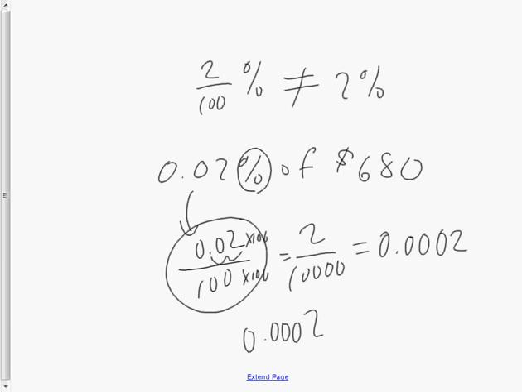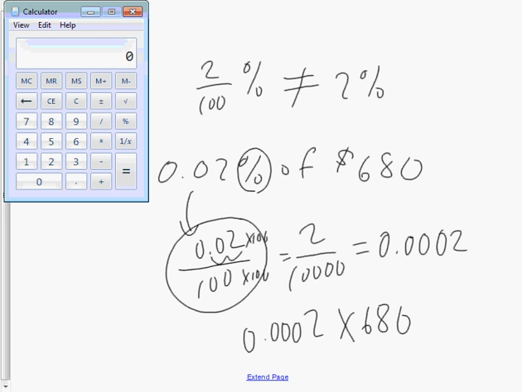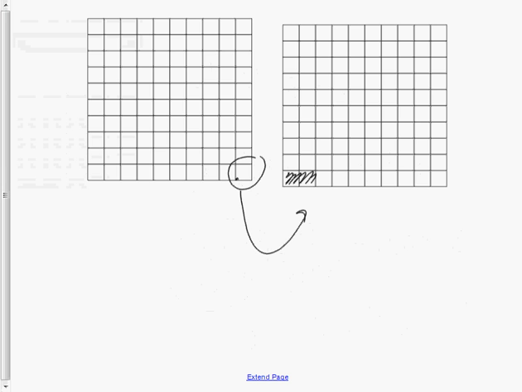this is 0.02% of 680. I then ask my calculator to do the thinking for me. I go 0.0002 times the $680, and it tells me it's approximately 14 cents. Right, approximately 14 cents. I'd round up to the nearest cent. Okay, that was the last one we just did.